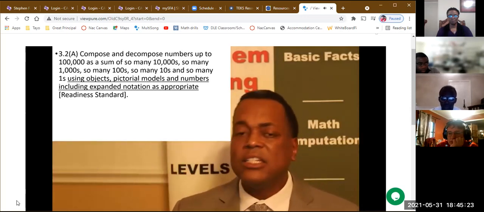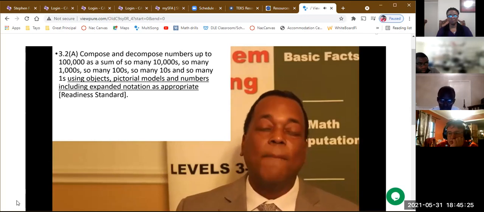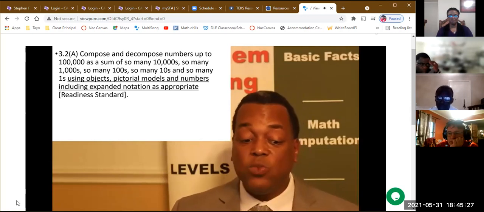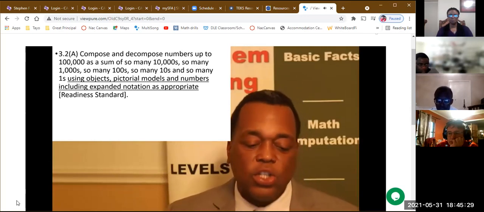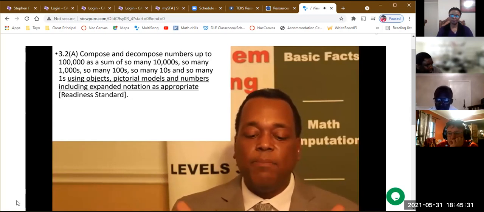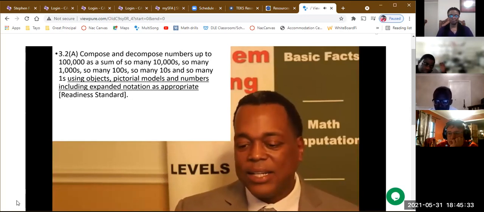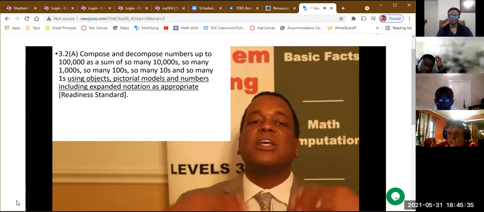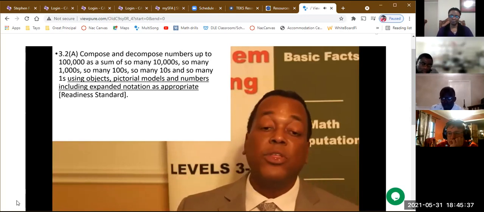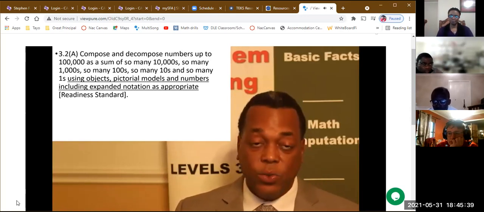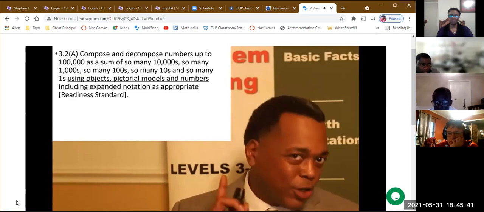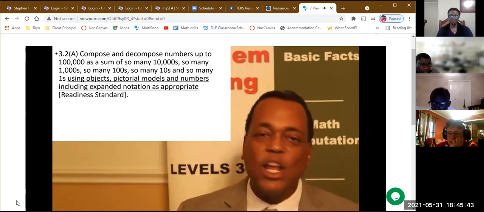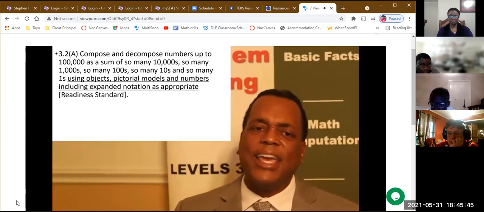Now, the next part is pictorial models. A pictorial model, the base word of pictorial is picture. So it is a problem dealing with a picture of the base 10 blocks. And lastly, we've been dealing with the numbers in helping us to come up with place value. We're going to move on, and I'm going to show you some examples on the next slide of what these problems look like in action.